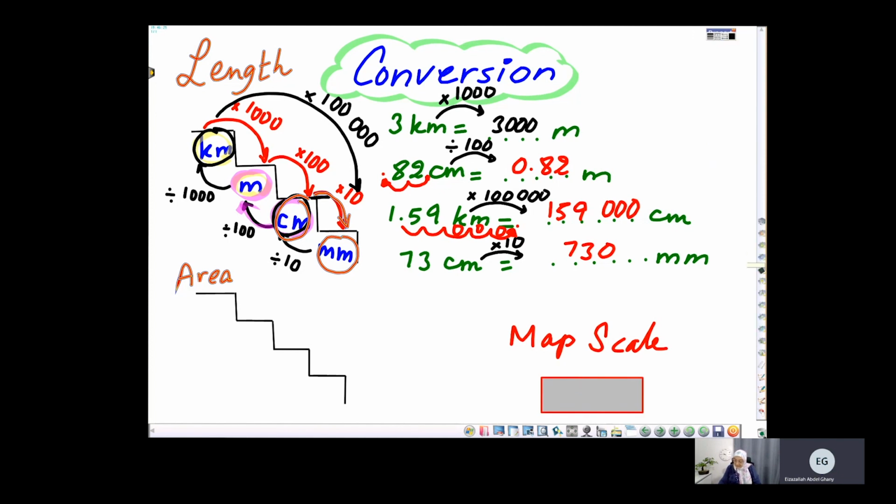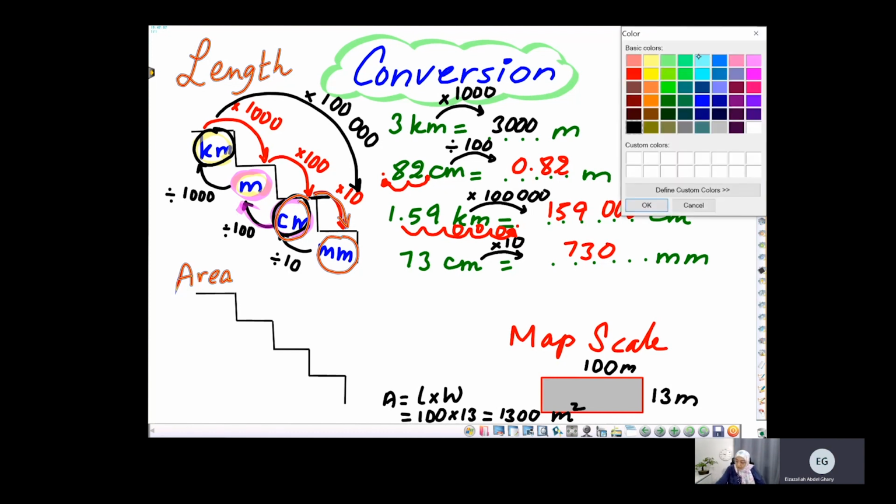If this piece of land is, for example, 100 meters by 13 meters, you just say that the area is length multiplied by width. So you are multiplying 100 meters by 13. It will be, just stick two zeros beside the 13. It is 1,300 meters squared. You are multiplying meter by meter. It is square meters.